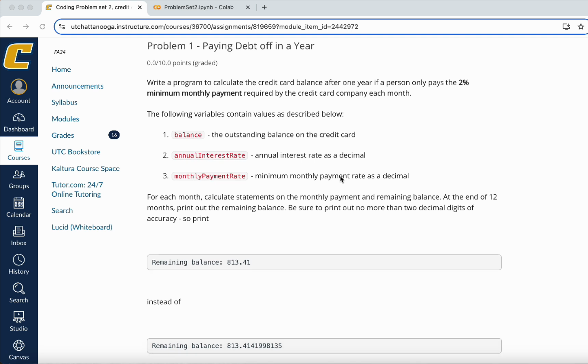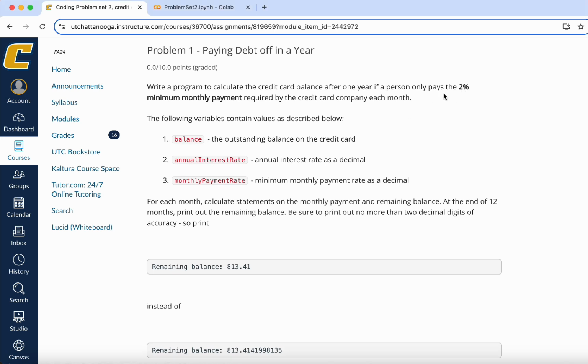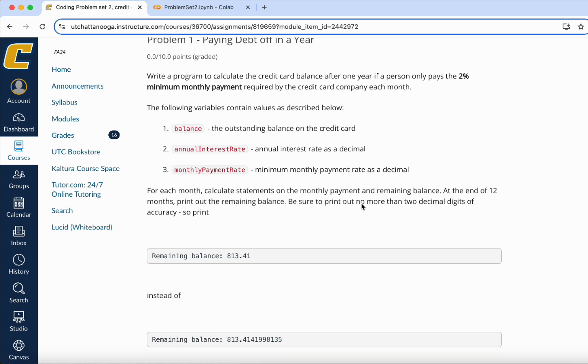So problem 1, paying debt off in a year. Write a program to calculate the credit card balance after 1 year if a person only pays the 2% minimum monthly payment required by the credit card company. The following variables are what we're going to need. So we need a balance variable, an annual interest rate variable, and a monthly payment rate. And then this 2% minimum monthly payment is also very important, and I will explain why shortly.